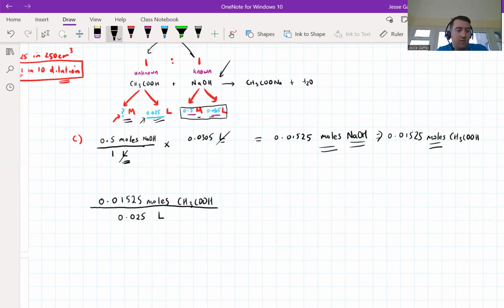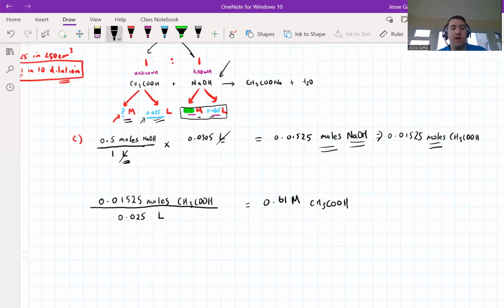So go ahead, stick that in your calculator. 0.01525 divided by 0.025, and that's given me 0.61 molar. And that makes sense. It's pretty close to this 0.5, and 0.61 molar CH3COOH. Now, if that was wildly way off, some crazy amount of molar, then you might say, okay, that doesn't seem right, I need to have another look at it. All right, but that seems pretty good to me.